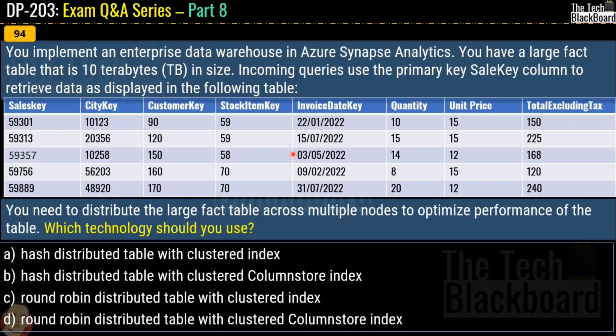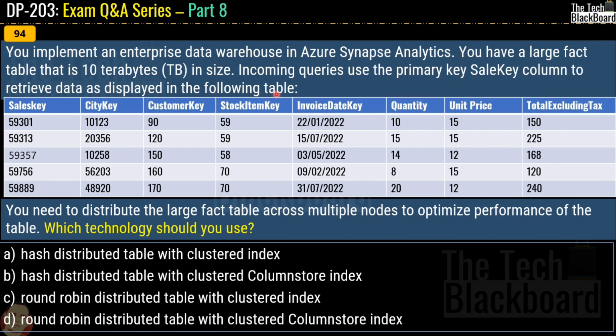Moving on with question number 94. It's a very interesting question. Let's read it out. The question says that you implement an Azure Enterprise Data Warehouse in Azure Synapse Analytics. You have a large fact table that is 10 terabytes in size. Incoming queries use the primary key, sales key column, to retrieve the data as displayed in the following table.